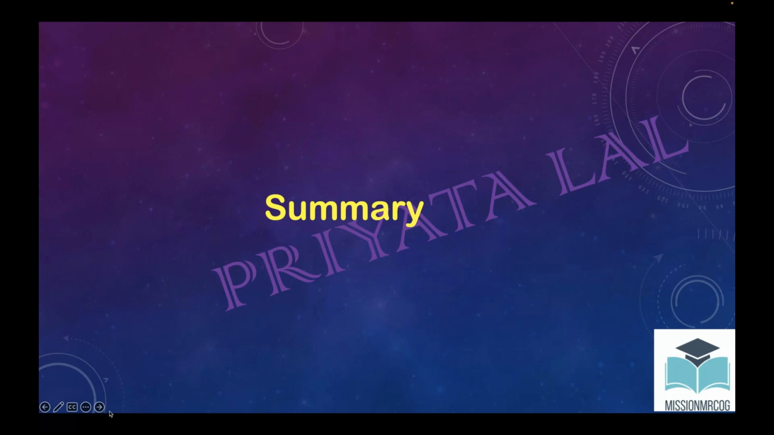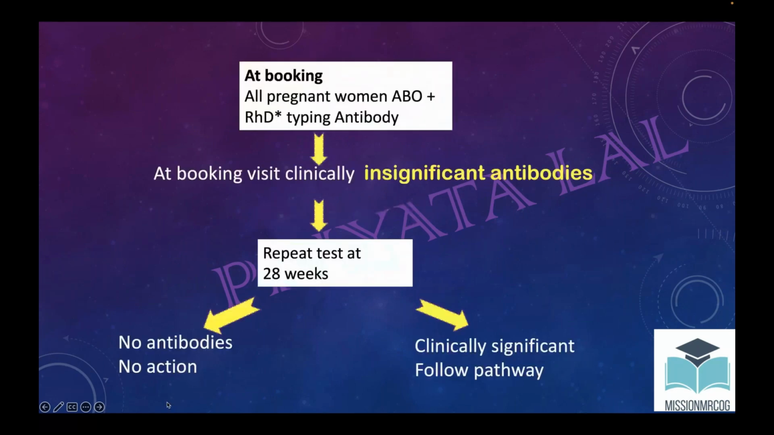Now I'll just give you the summary, so the things become easy. At booking bloods, as I already told, we are doing ABO grouping and RH typing, and also antibodies. If at booking we find no significant antibodies, then a repeat test would be done at 28 weeks. If at 28 weeks we again find no antibody, we are happy, because no further action is required. But if we find significant antibodies, then what will we do?